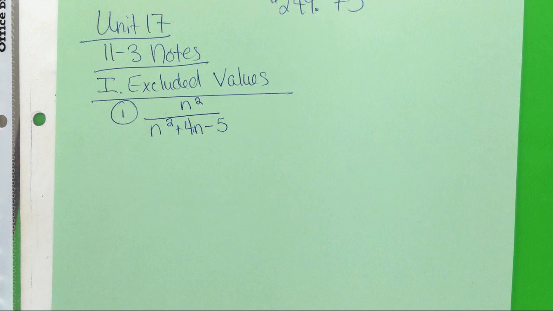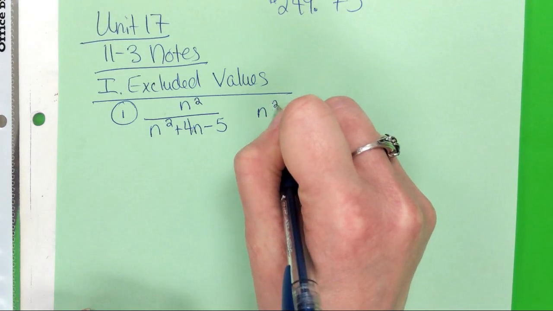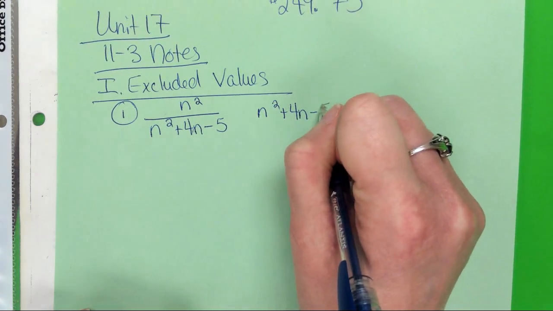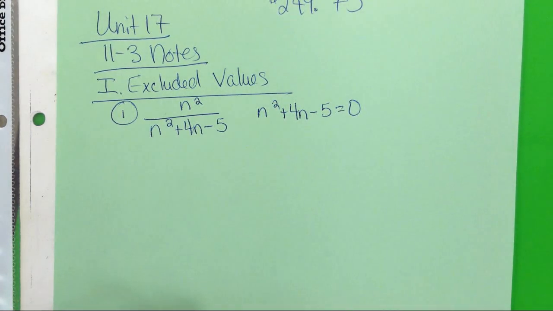All right, excluded. Excluded means that it's not included. I don't want it. What do I not want to happen in this fraction? I don't want 0 on the bottom. There you go. So you take this denominator and you set it equal to 0. Now hopefully that looks very familiar to you. I know it's been about a week since we've done it, but that is factoring.